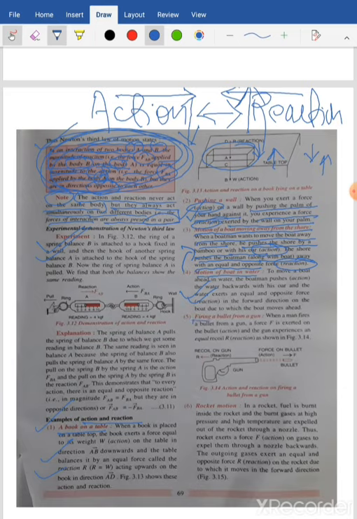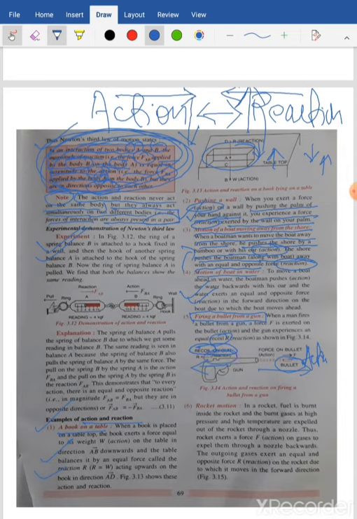Now another interesting one, firing a bullet from a gun. When the bullet is fired from the gun, what is happening? The force is pushing the bullet in the forward direction. So that is the action. But there is a recoil. The gun moves a little bit backward. That is called recoil of the gun. So that is the reaction.